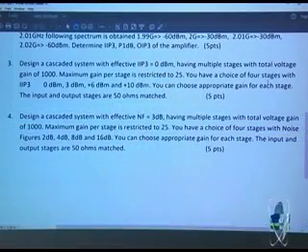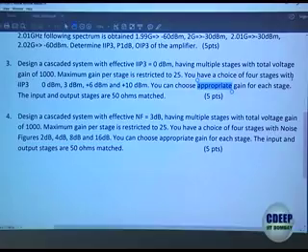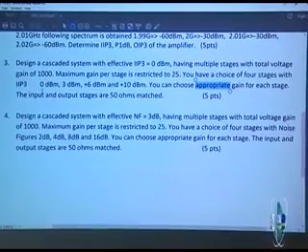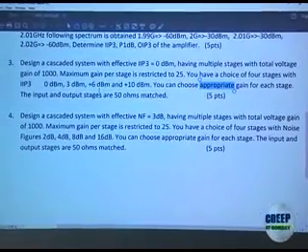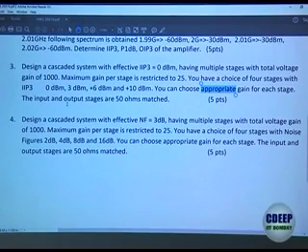Okay, the problem we were going to talk about was: design a cascaded system with effective IIP3 of 0 dBm, having multiple stages with total voltage gain of 1000. Maximum gain per stage is restricted to 25. You have a choice of 4 stages with IIP3 of 0 dBm, 3 dBm, 6 dBm and 10 dBm. You can choose appropriate gain for each stage, and input and output stages are 50 ohm matched. Later on, I gave you clarification that the input and output stage of everybody is matching with each other, right?